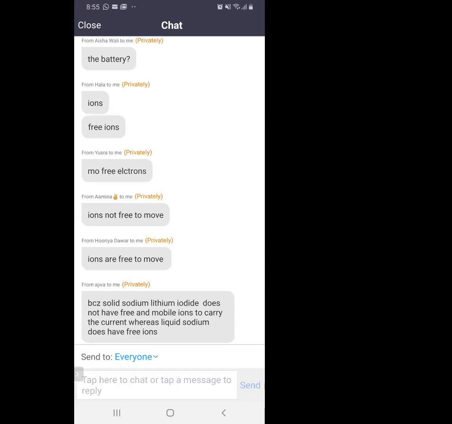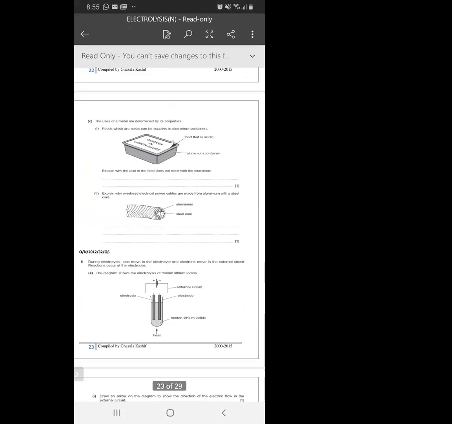Right. Yes, Ajwa, this is a good answer. Solid lithium iodide does not have free and mobile ions to carry the current, whereas liquid sodium. No, don't talk about sodium. Talk about lithium iodide only. Solid lithium iodide does not have free ions, whereas liquid lithium iodide has free ions. Okay, let's move on. You know this.